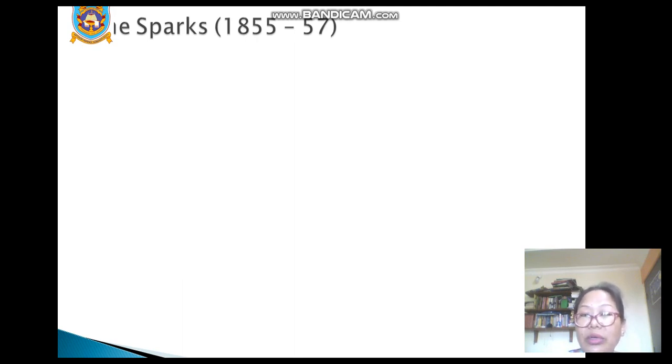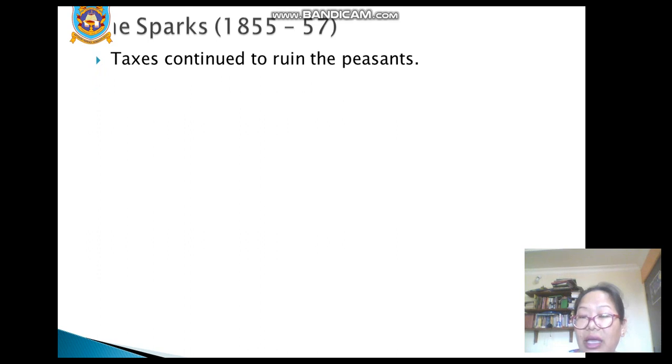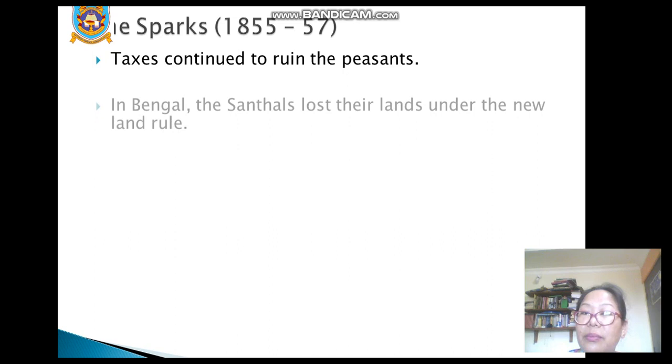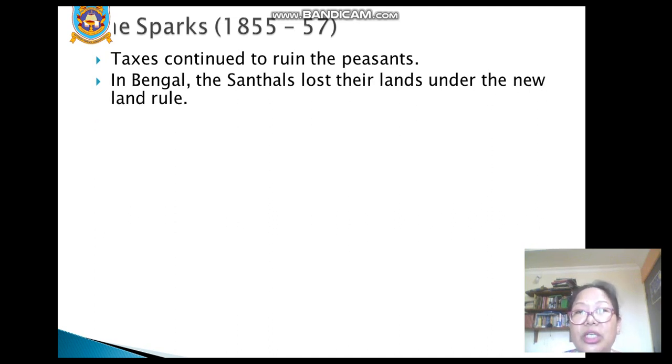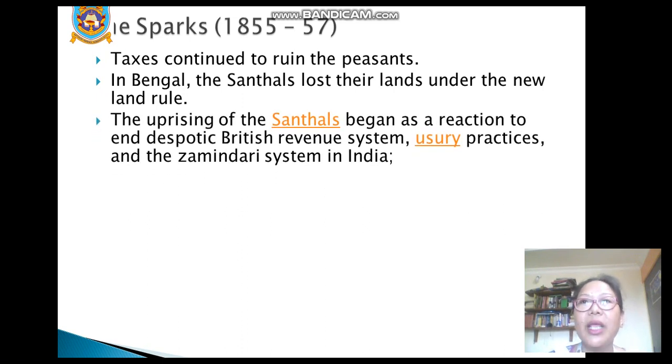Now the sparks. How did the sparks start? 1855 to 1857. Taxes continued to ruin the peasants. Now this is a very particular incident. In Bengal, the Santals lost their lands under the new land rule. Santals are basically an Adivasi community, a tribal community, dependent on the forest. Under the new land rule imposed by the British, many of them lost their lands.